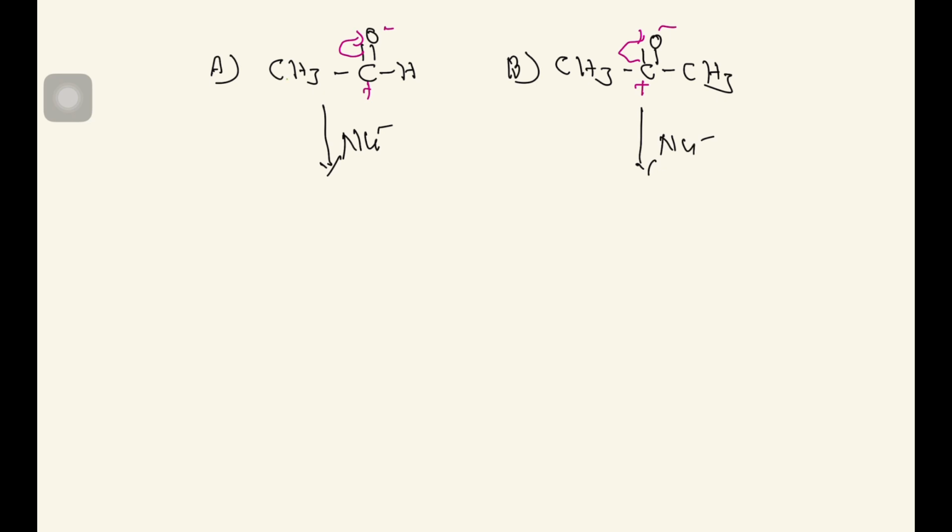Here you can see due to plus I group, positive charge decreases, and here due to plus I group, positive charge decreases. So positive charge decreases, so nucleophile does not attack easily. If positive charge increases, then nucleophile attacks easily. So here only one group decreases positive charge, and here 2 plus I groups decrease positive charge. So here more decrease of positive charge. So you can say attack of nucleophile here more, because positive charge is more.